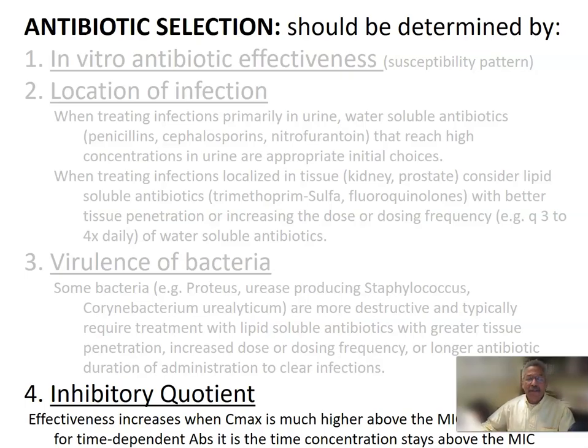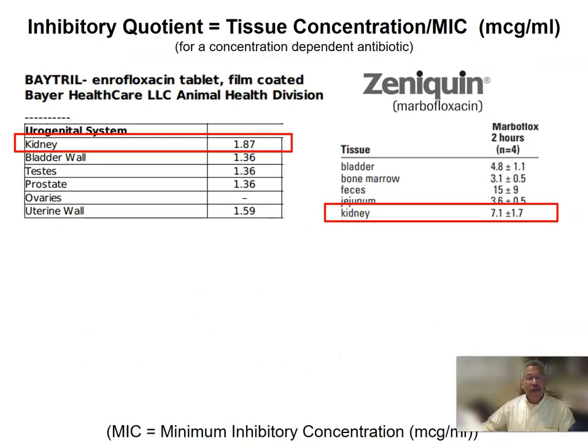And lastly, we can include the inhibitory quotient. I don't use this often, but it's a wonderful strategy if you have a difficult infection. What you're really doing is comparing the maximal concentration the antibiotic reaches in the tissue based on the MIC. Let me give you a quick example. You can see that enrofloxacin and marbofloxacin both reach concentrations in the kidney.